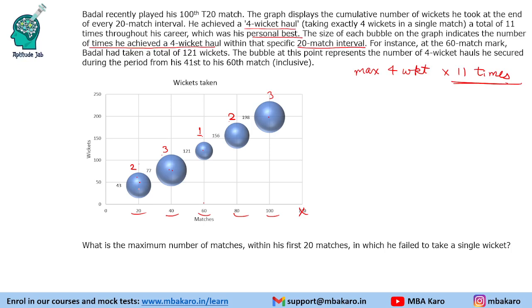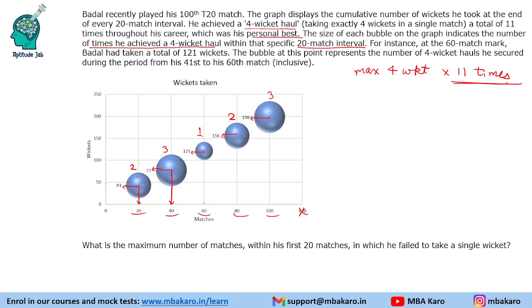By the way, whenever we read a graph, the center denotes the x and y axis. Like this is denoting 20 matches, this is denoting 40 matches, 60 and so on. And this tells 43 wickets, but it is difficult to read. Hence the values have been given, because you cannot tell whether it is 40 or 50, 45. Here also, this center represents 77, this represents 121, and the center represents 156 and 198. It is difficult to spot the exact center, hence the values have been given.